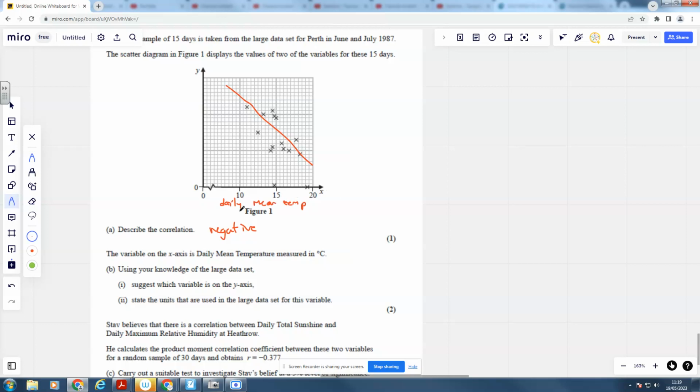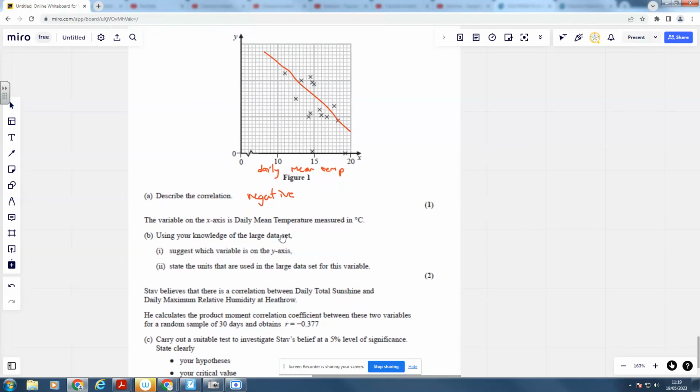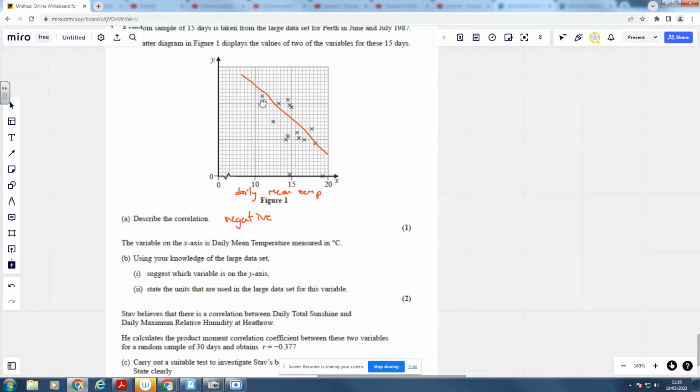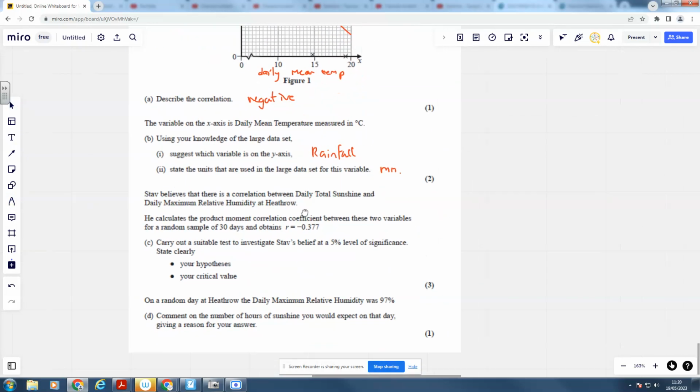daily. And it wants us, using our knowledge of the large data set, to suggest which variable is on the y-axis. Hopefully you'll accept more than one answer here. As I've done with the others on these regression ones, I've got the answers over here so we can check them at the end. But I'm going to go for, I think as it gets hotter, it tends to rain less, yeah? Whereas when it gets cold, it tends to rain more. So I'm going to go for rainfall. And the units, because I know they measure rainfall in the large data set, I think are in millimeters. We'll see what is acceptable there at the end.